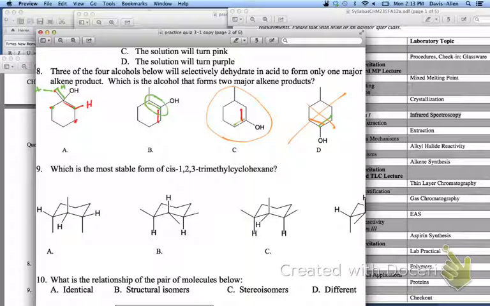Okay? Does that kind of make sense? Can you say again why it's not D? It's not D because the orange and green double bonds generate the exact same structure. There is no difference between those two products. Okay? It's not even just an energy difference. There's literally no difference between them. Okay?